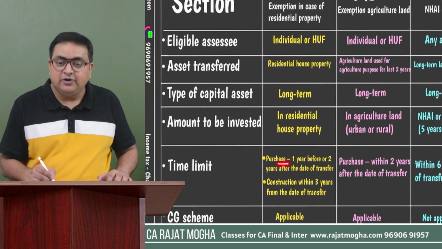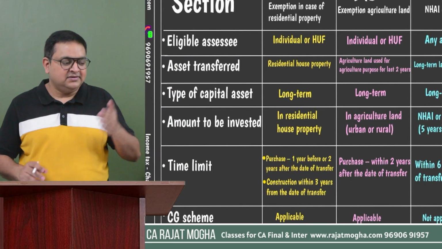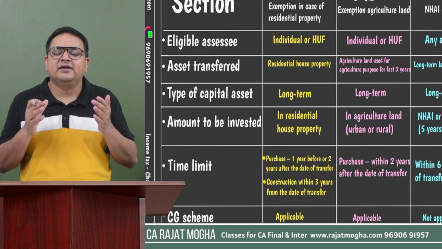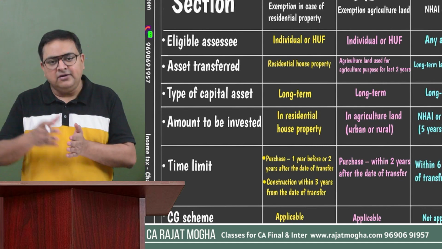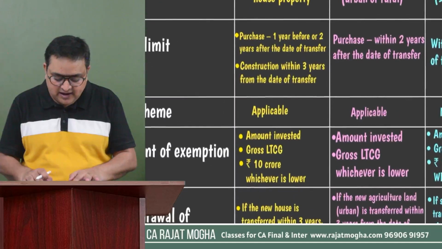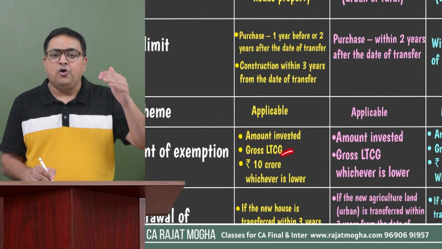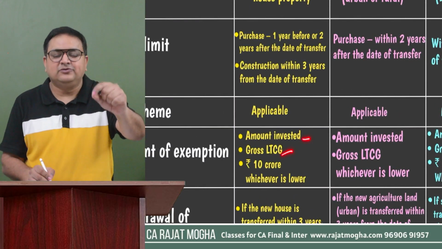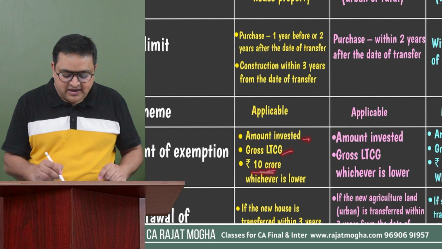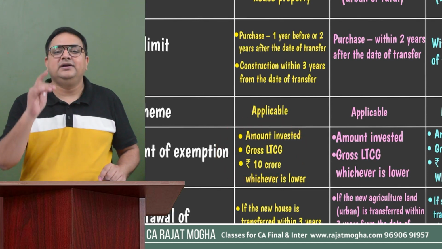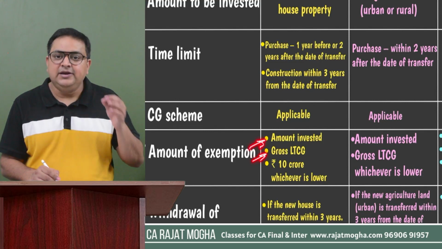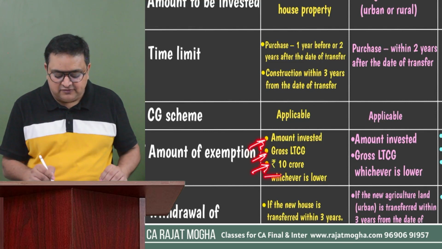If they would like to purchase a new residential house, it can be purchased 1 year before or 2 years after the date of transfer. Or if they are getting it constructed, then it should be constructed within 3 years from the date of transfer. How much is the exemption allowed? Whatever is the capital gain or the amount invested. And the most important thing is the amendment which has come this year: 10 crore rupees. Here you cannot get more than 10 crore rupees exemption. So whatever is the gross capital gain or amount invested in the new asset, or 10 crore rupees, whichever is lower.